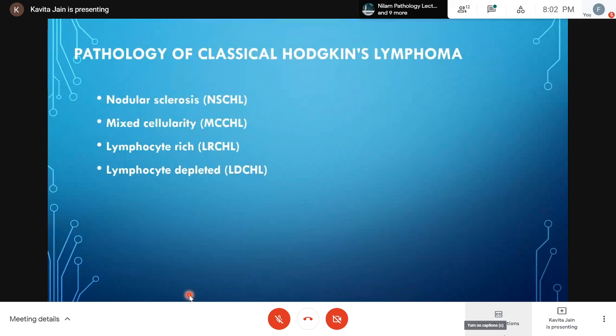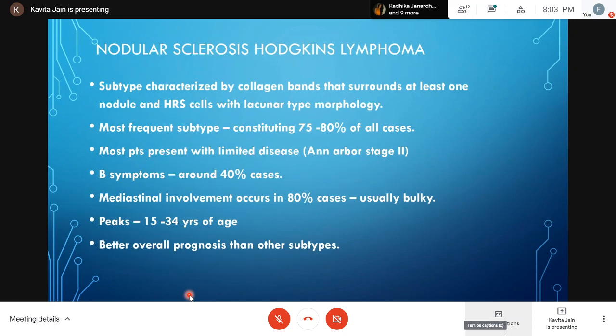Now, coming to the pathology of classical Hodgkin's lymphoma, we're actually deep diving into the subtypes. Nodular sclerosis Hodgkin's is the most well-recognized, easiest to recognize subtype. It is characterized by the collagen bands that surround at least one of the nodules. So we have the nodules, we have the RS cells, that is the lacunar type morphology, the RS variant cells, and the collagen bands. It is the most frequent subtype, constituting 75 to 80% of all cases.